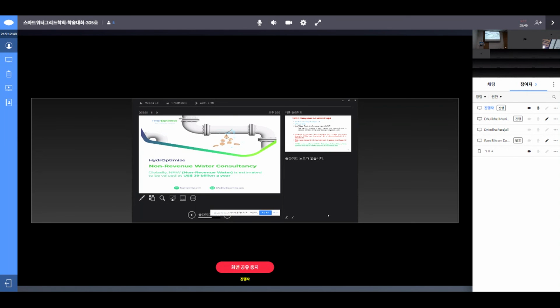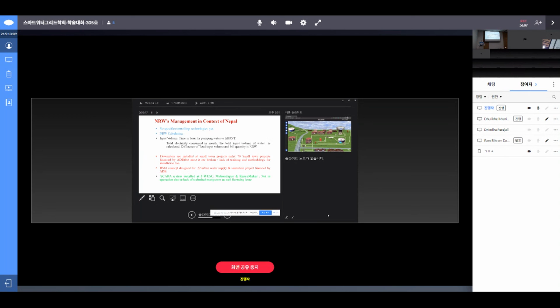This is a reference I am taking from one presentation, that globally NRW is estimated to cost $39 billion per year. So you can think how much money can be saved in conveying water. Now, in the context of what tools and technologies were used in the past, I am going to discuss some of them. But still, to date, there is no specific technique here.